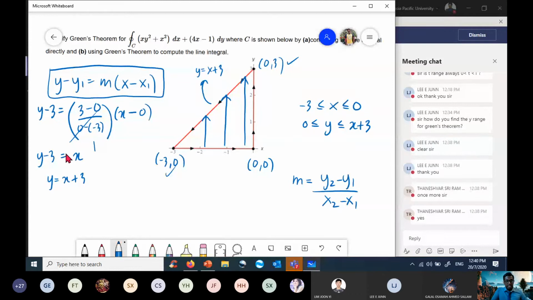So y minus 3 is equal to 1 times x. From here, I get this equation. If you don't know how to find the equation of a straight line when you know the 2 points, just use this. This is a standard way. Okay, nice.